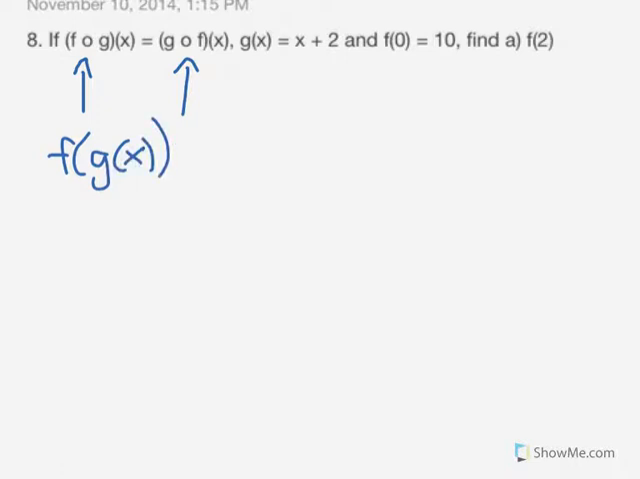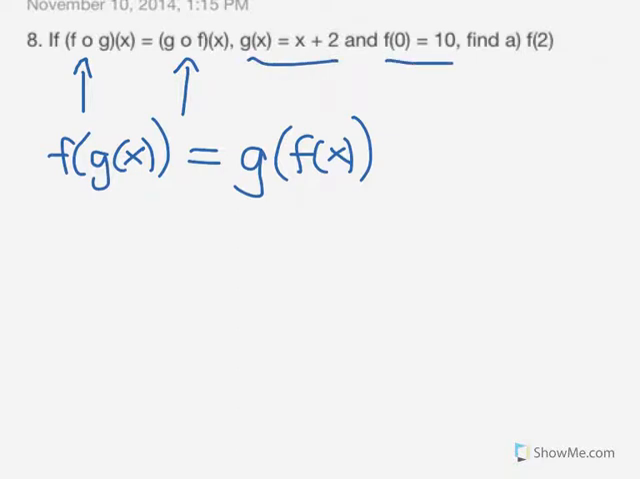In other words, we're taking the function g of x and plugging that into the f of x function. Equals, on the other side, it's the other way around. So g of f of x. So this is what we're given. We're also given the actual relationship for g of x, and that f of 0 equals 10.